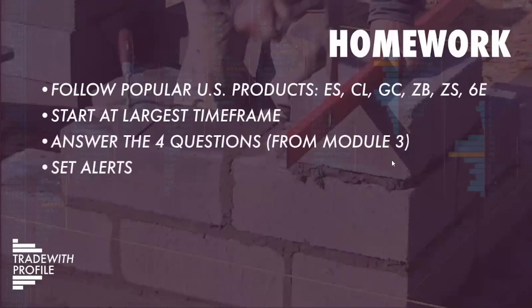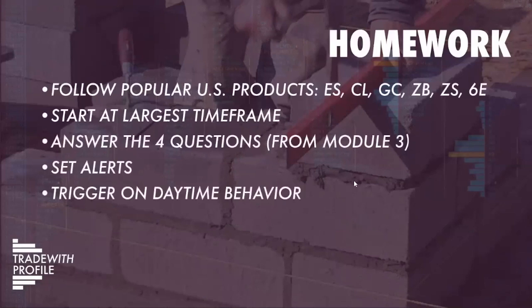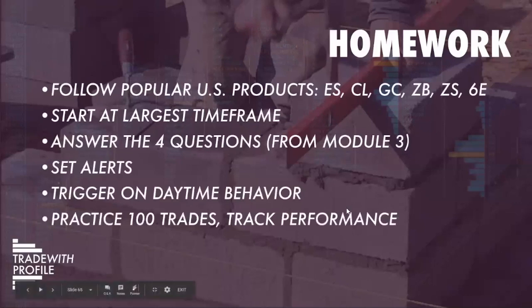Set alerts. I use alerts a lot to keep me from being active when I don't need to be. If there's a behavior that I'm looking for, I use alerts to alert me to it so I can go do other things. Trigger on daytime behavior. Once you've come up with a plan of where you're interested in playing or prices that you're interested in being active in, have those alerts trigger and then look for triggers based on the behavior in that session, and practice it 100 times.